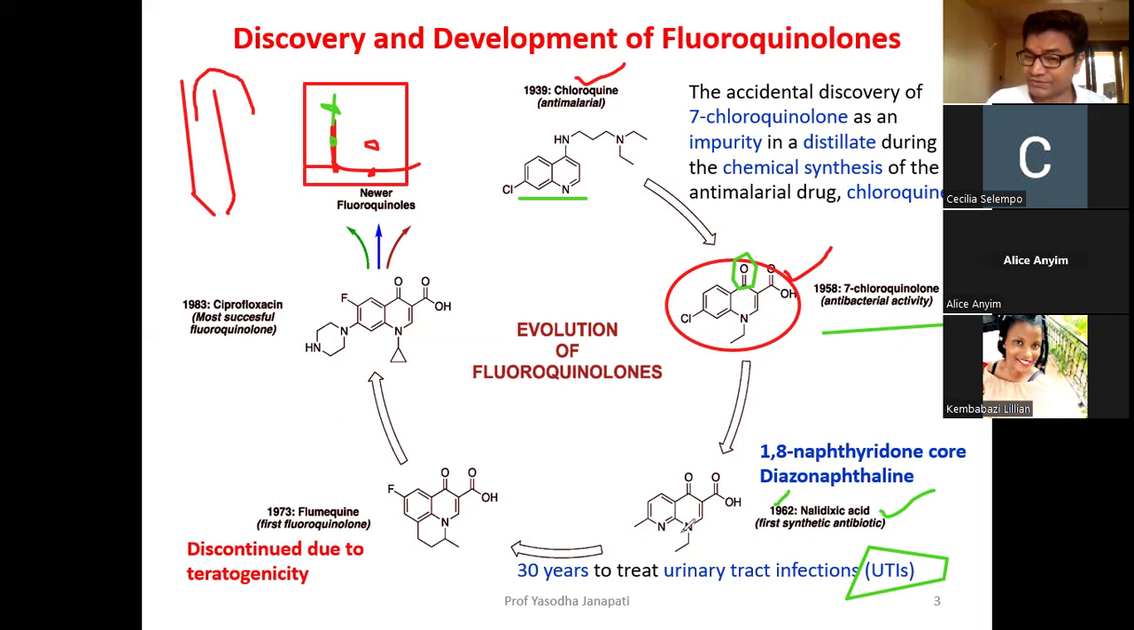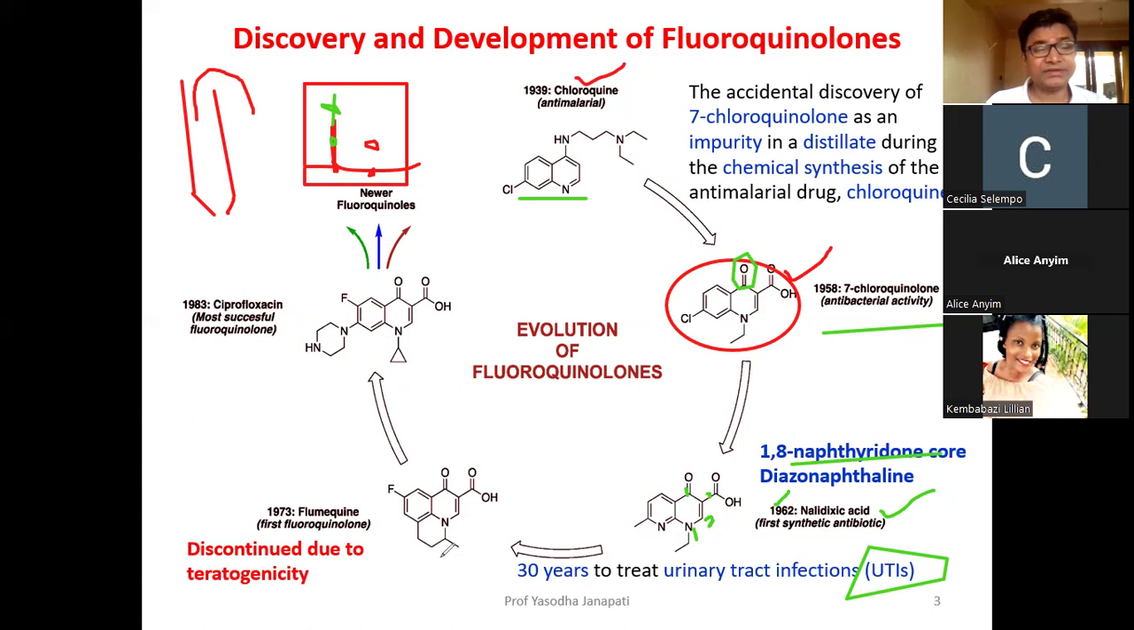Now, when you observe the structure, it has two nitrogen-containing rings, two pyridine nuclei. The basic ring is naphthalene. Yes or no, please? Naphthalene. With two nitrogens present, you can call it diazonaphthalene. Or you can call it by another name: if you start numbering 1, 2, 3, 4, 5, 6, 7, 8, at the 1 and 8 positions, it is called naphthyridone. This is the naphthyridone nucleus present in nalidixic acid.